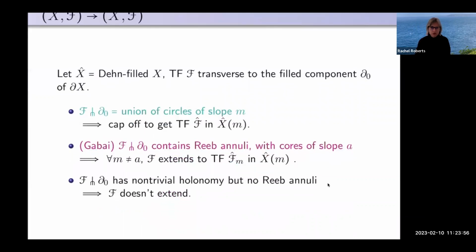And then we're in a situation where we get stuck unless there's some way to modify what we were starting with. If F is transverse to the boundary but has non-trivial holonomy but no Reeb annuli, then F doesn't necessarily extend. And we need to work harder if the goal is to show existence.